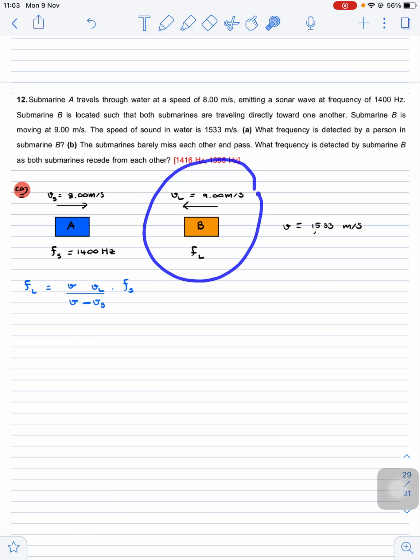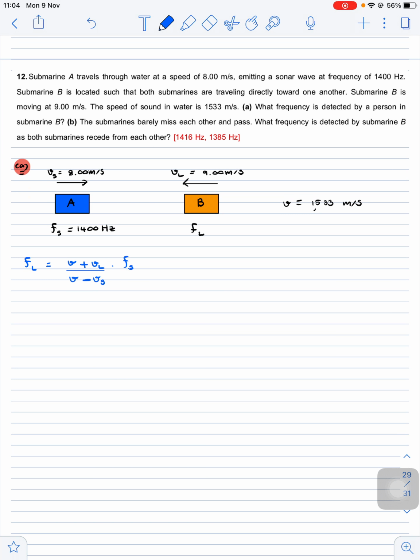Okay, now coming to the listener. This listener is moving towards the source as well, so the listener should hear a frequency larger than the source. In this case, we want FL larger than FS, so we need to pick the plus sign. Okay, now we just plug everything into the equation.